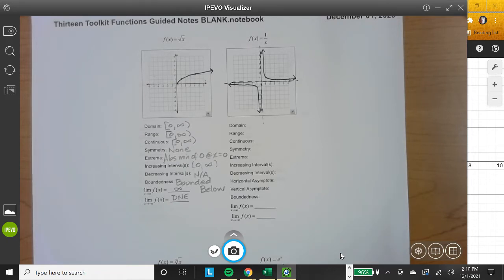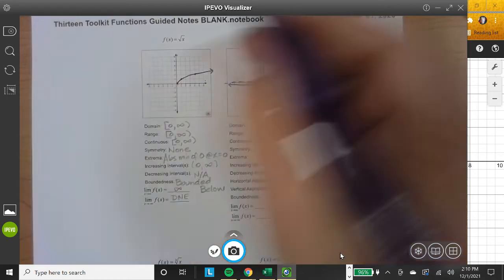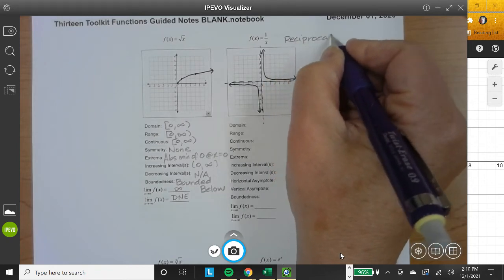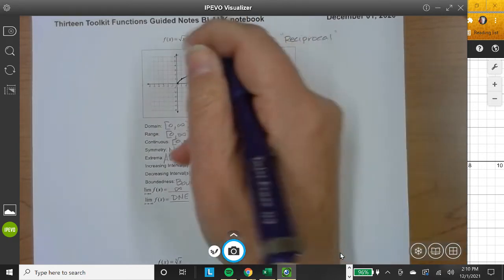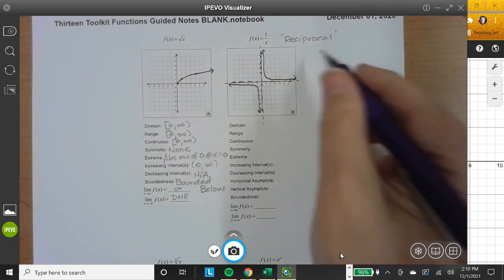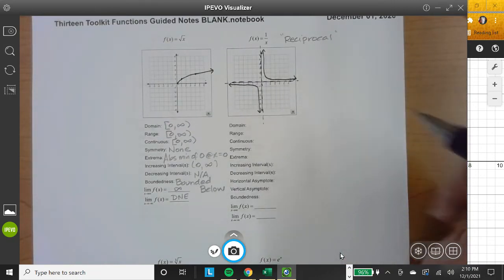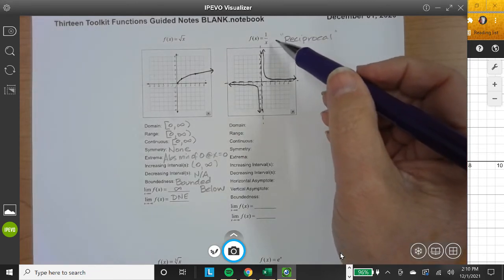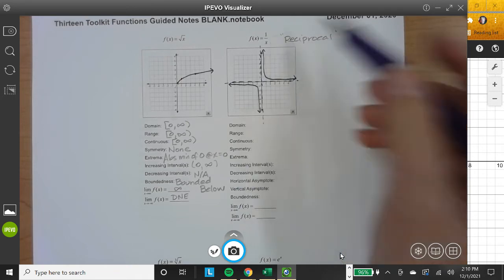All right, what about f of x equals 1 over x? This is the reciprocal. That's what this one's called. And obviously this is square root, and the other one was square and cube. But this is kind of a unique name. So it's the reciprocal function. Why do they call it that? Well, because it's 1 over x, which is the reciprocal of y equals x.